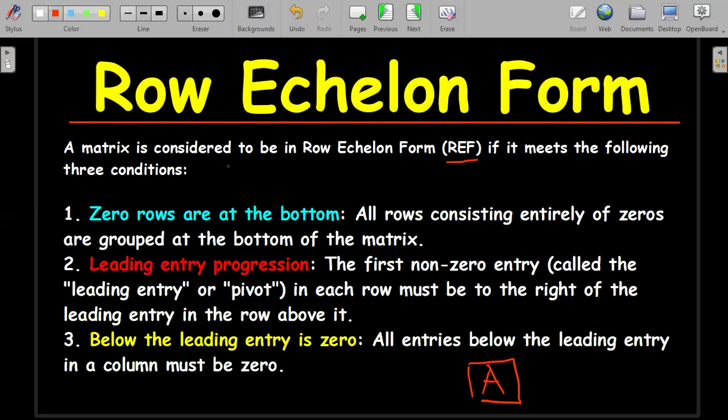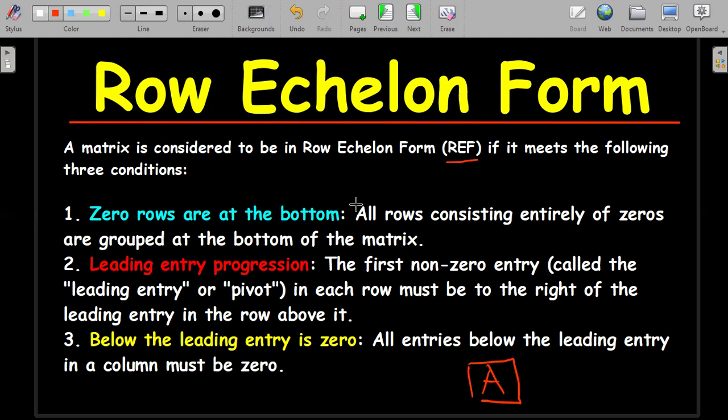Number one, the zero rows should be at the bottom. All rows consisting entirely of zeros are grouped at the bottom of the matrix. So all the zero rows should be at the bottom of the matrix. In other words, all the zero rows should come after the non-zero rows.